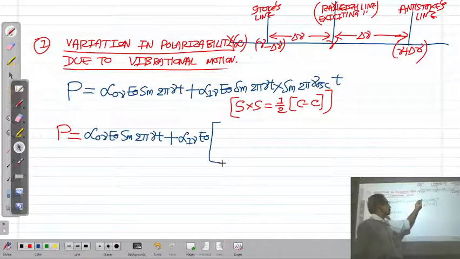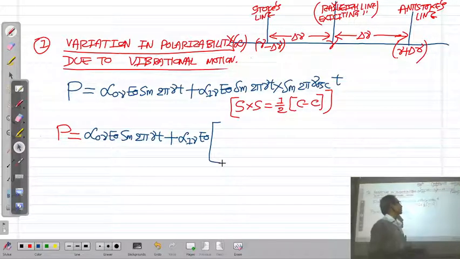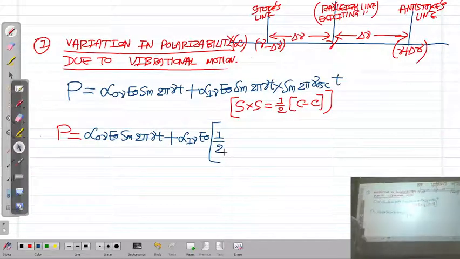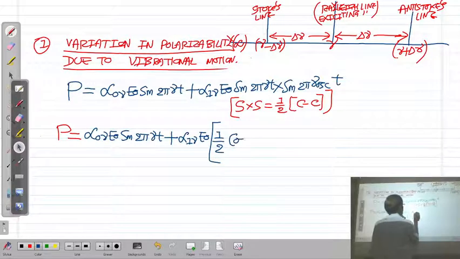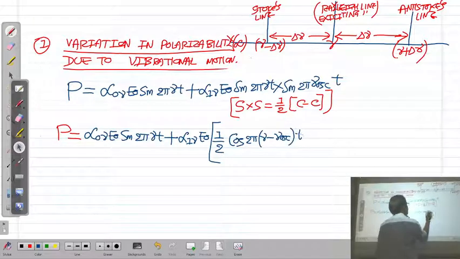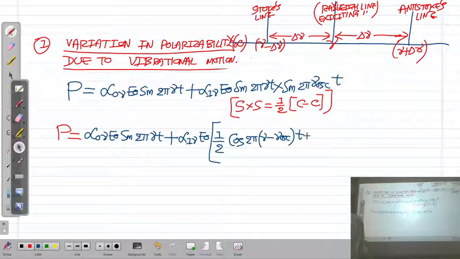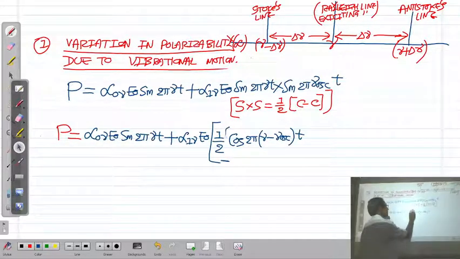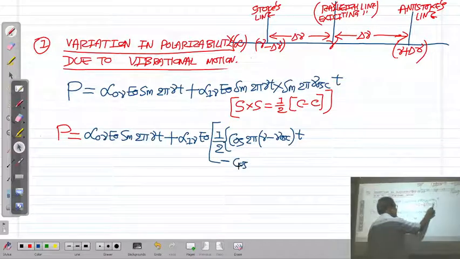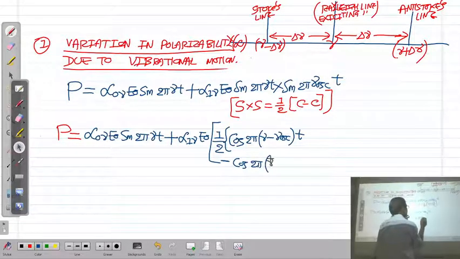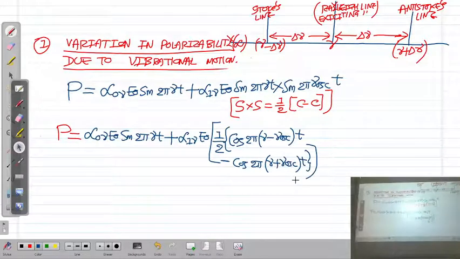S means we have sin 2 pi nu t. Another S means we have sin 2 pi nu oscillating nu t is equal to 1 by 2 cos (A minus B), so that is 2 pi nu minus nu oscillation into T, minus, C means cos. We take the sum now: sum of two terms, 2 pi nu plus nu oscillation into T. So we get this type of equation.